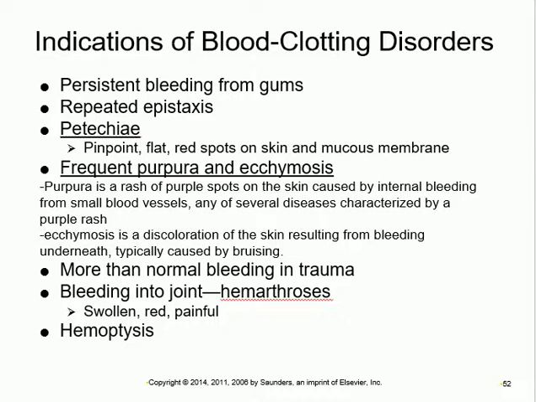Basically, you can bleed anywhere in the body. You can also bleed in your joints, and I call that hemarthrosis. What does arthro mean? Joint. Hemarthrosis, hem means blood. So hemarthrosis is bleeding in the joint. So the problem is you can bleed anywhere in your body: under your skin, petechiae, purpura, ecchymosis, you can bleed inside, in the joint, anywhere.